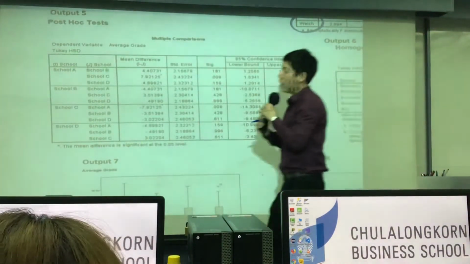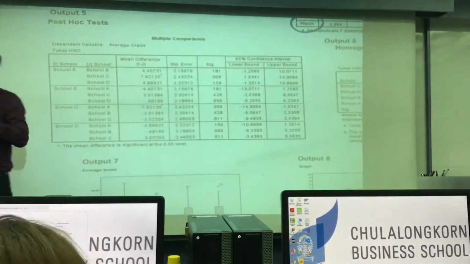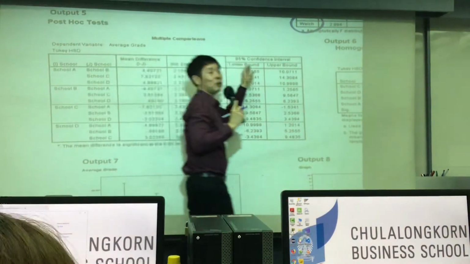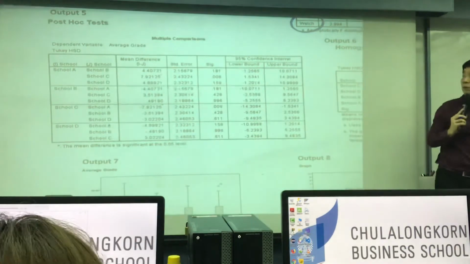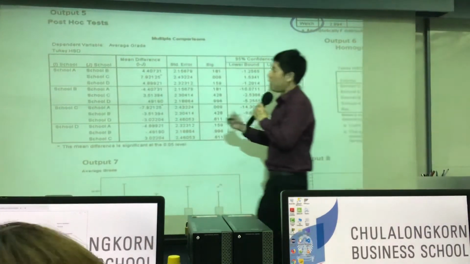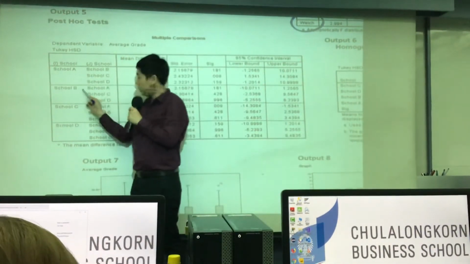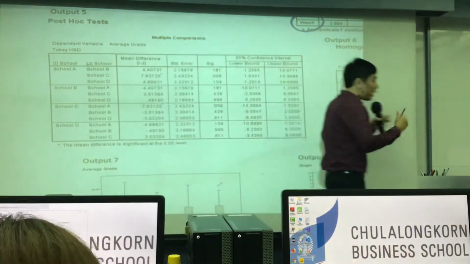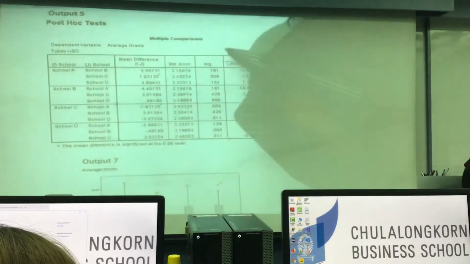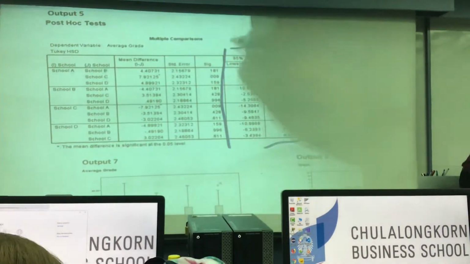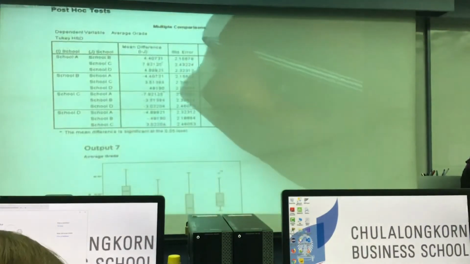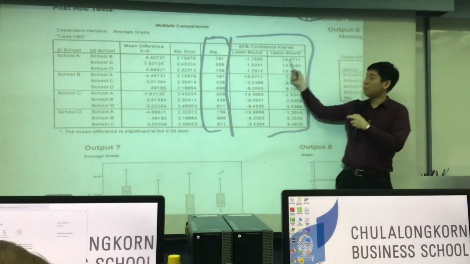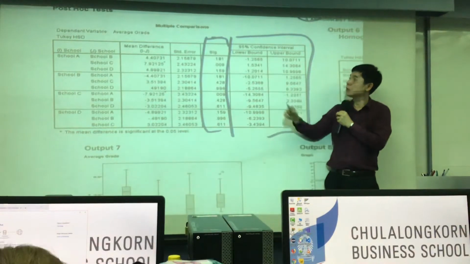So at the end you will have something like this. This one is comparing each pair, what we call multiple comparisons. You see you have A to B, A to C, A to D, B to A, but B to A is actually the same, just switching the order. At the end what you have is this one and this one. There are 2 parts. Either one is fine.